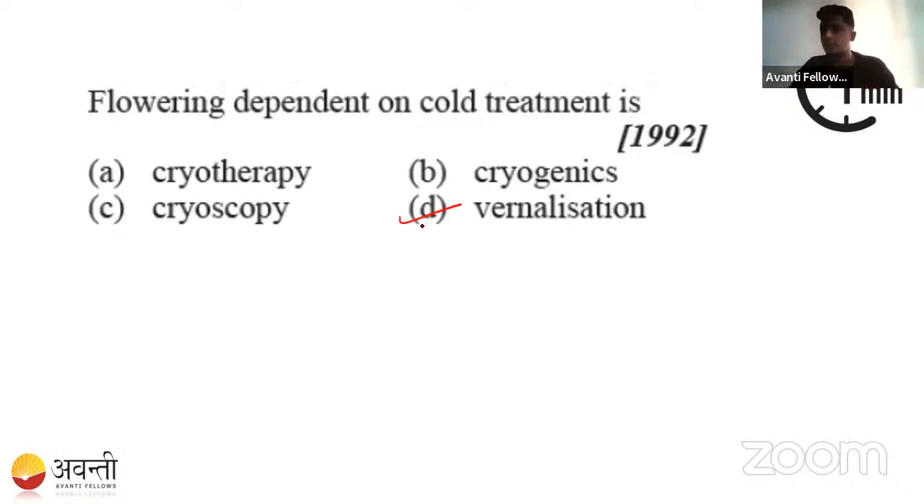So what is vernalization? Vernalization is whenever you expose a plant to a specific temperature, especially cold temperatures, so that it will influence some of the development like flowering. So it's a direct definition for vernalization. Whenever a plant is exposed to cold treatment, it leads to flowering, and it is quite dependent on this cold treatment. Understood? So the answer is D for this question.